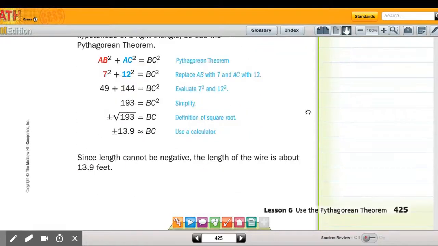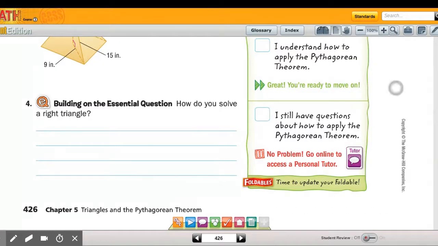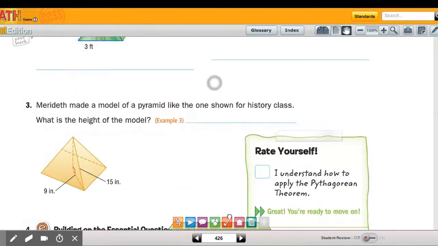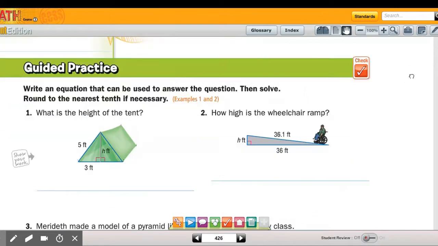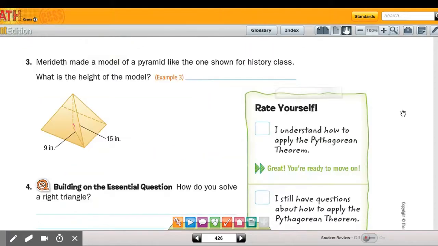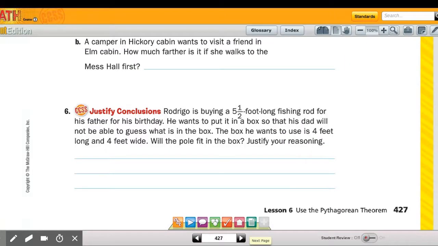All right, let's see if it'll let me go down, if there's anything else here. And then that's about it. Let's see if the next page will let me go. All right. I think we're into the guided practice part. So everything, you just need to look for where the Pythagorean theorem is in what they're asking you to do. So I'm going to pause this for a minute.